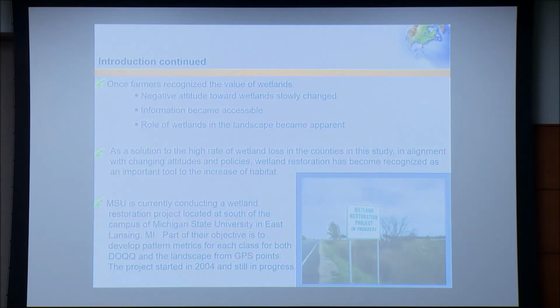In continuation, farmers recognized three things as wetlands became valued. The negative attitude towards wetlands slowly changed. They started seeing it as significant as opposed to negative. Information became accessible as far as wetlands were concerned, and then the roles of wetlands became more apparent. One of the things is that the solution for the high rate of wetland losses became a study. And back when I first was introduced to this, I believe it was Michigan State University that was doing this study.